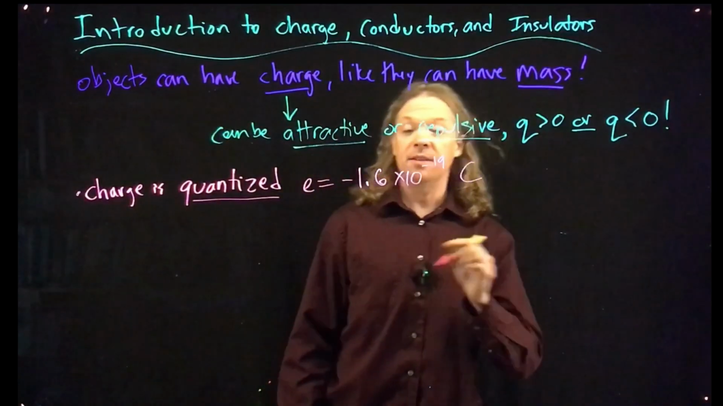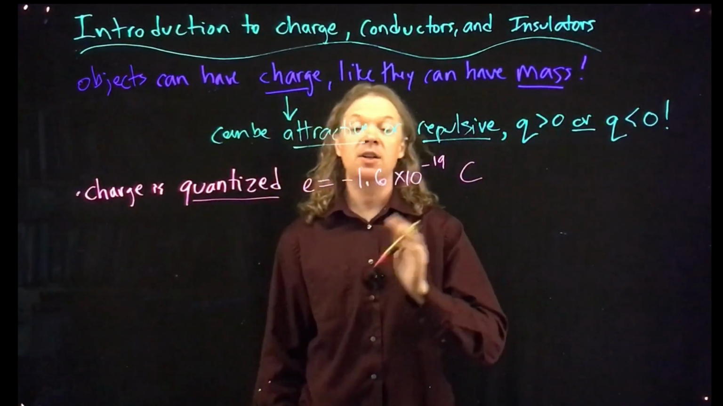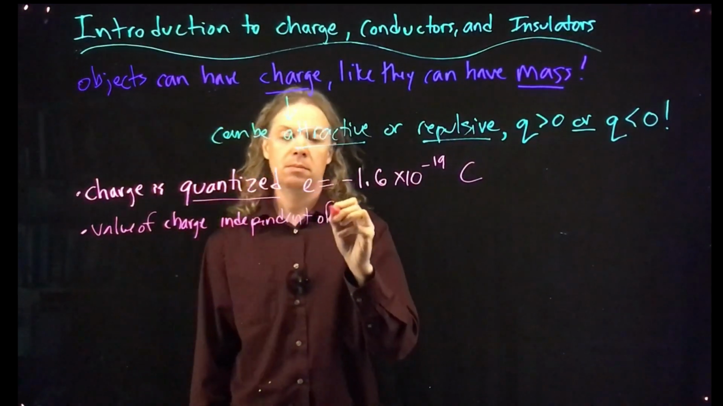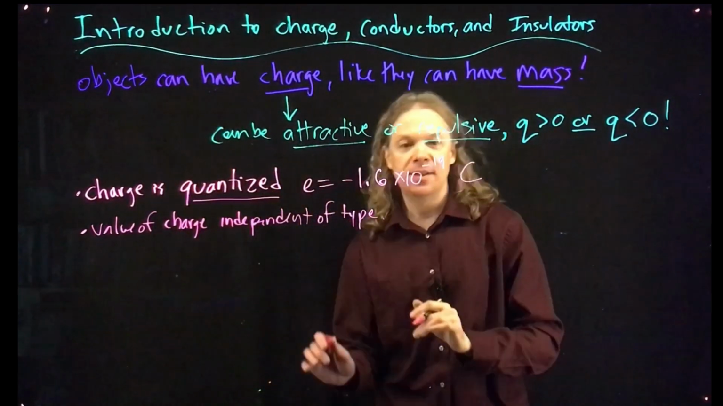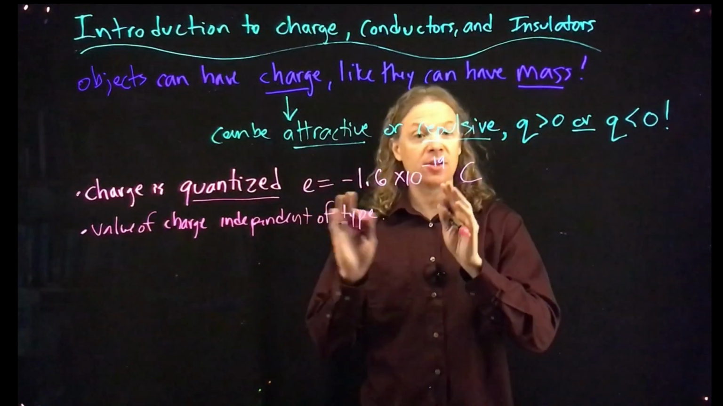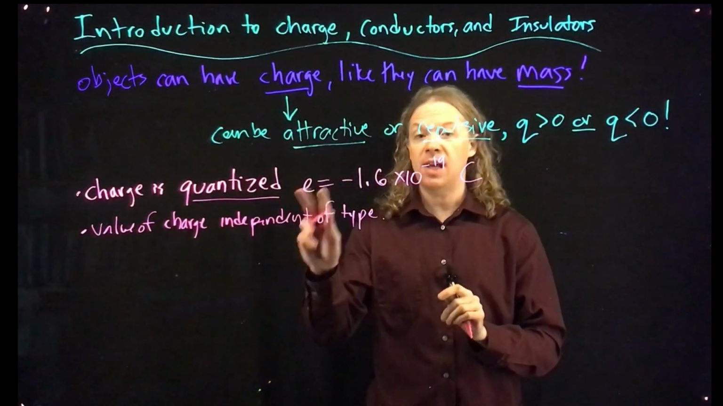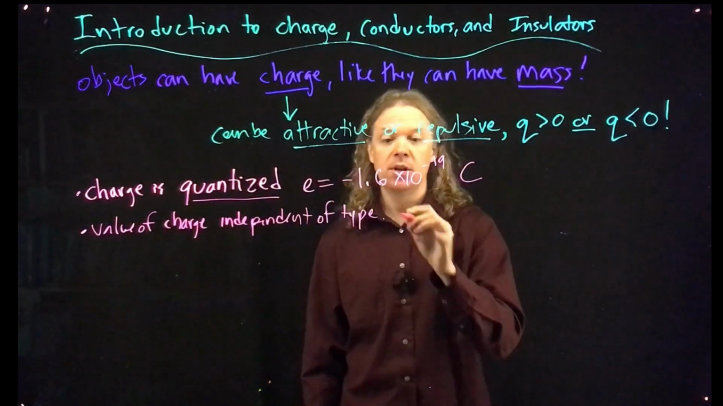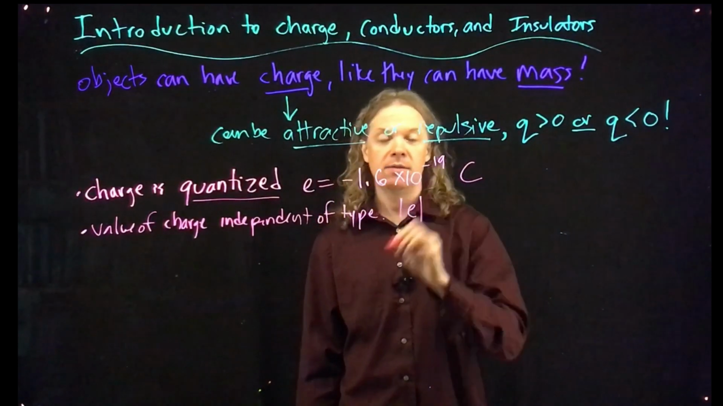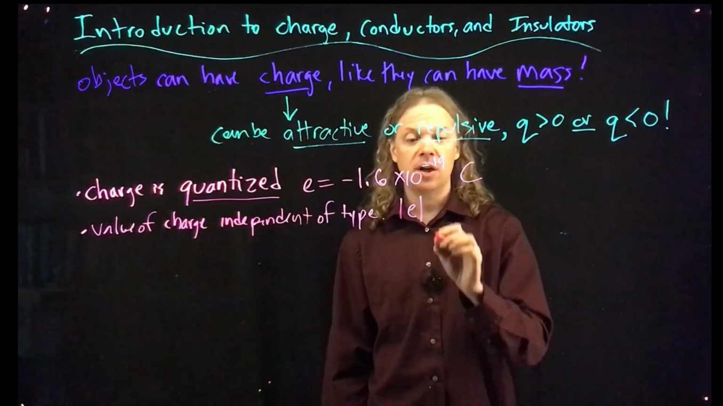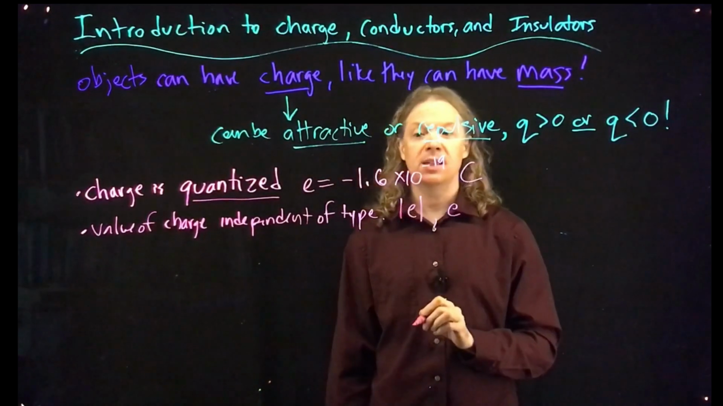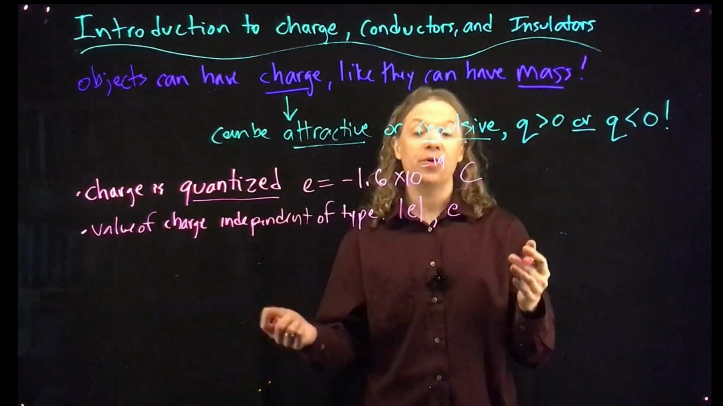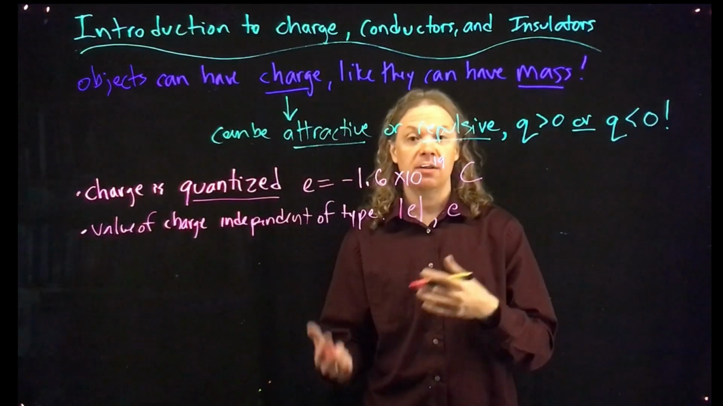The second thing is that the value of the electronic charge is independent of its type. That's kind of a strange thing to say, but what it means is that the smallest negative charge you can get is that, and the smallest positive charge you can get is also that, but positive. All you can do is get multiples of those two positive or negative charges.